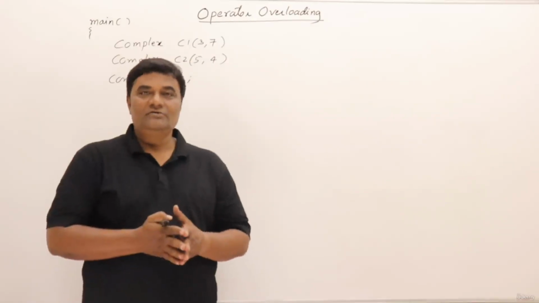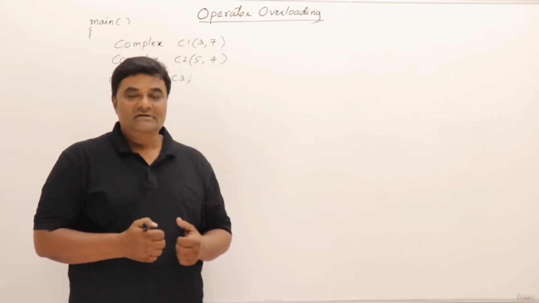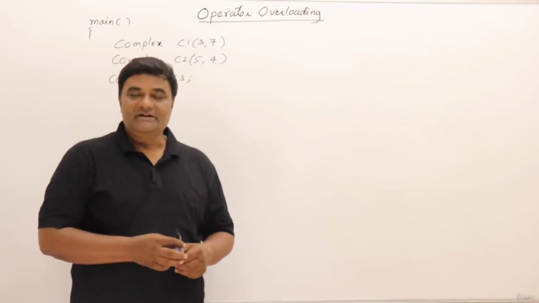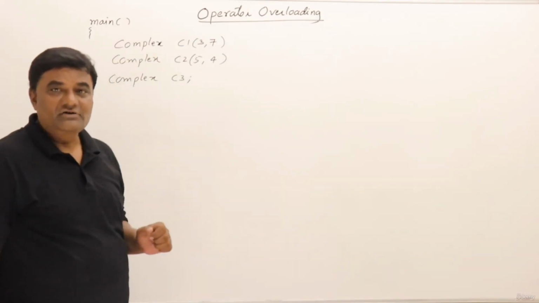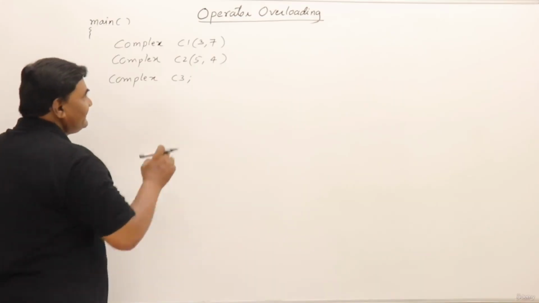So already we have seen how to overload an operator. There is one more method for overloading an operator, that is using a friend function. Let us learn it through an example, that is complex number. So already I have used this example.